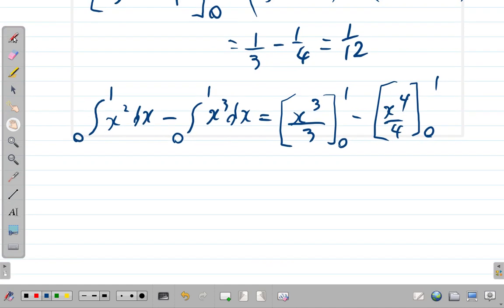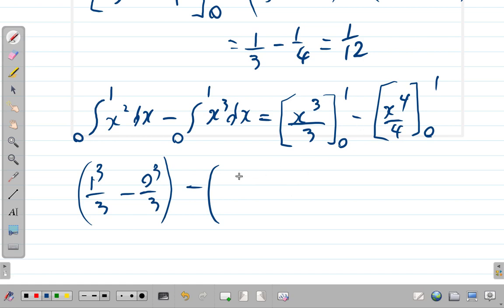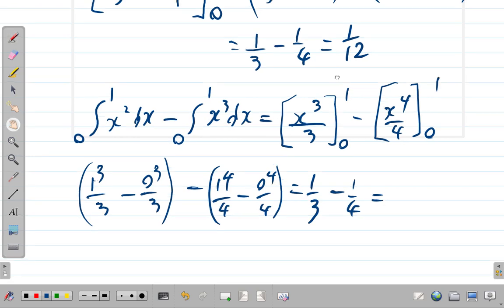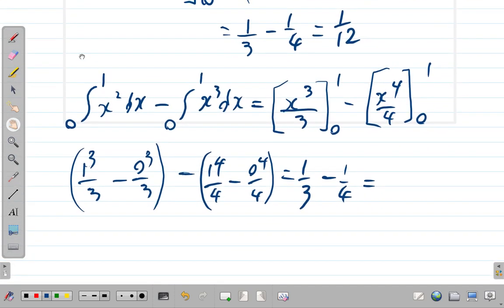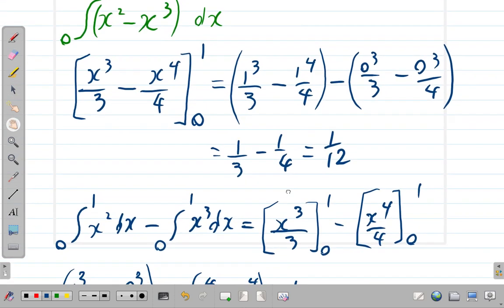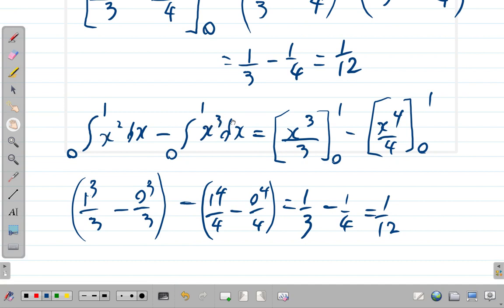Then what we have next is 1 cubed over 3 minus 0 cubed over 3, minus, and then 1 to the 4th over 4 minus 0 to the 4th over 4. So that gives us 1/3 minus 0 minus a quarter minus 0. So we have 1/3 minus a quarter, same thing. 1/3 minus a quarter is 1/12.